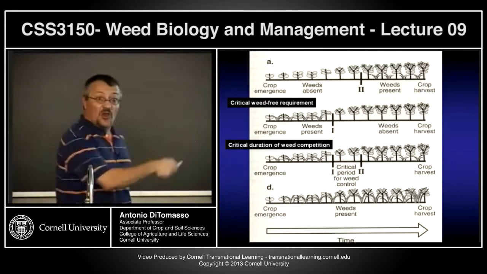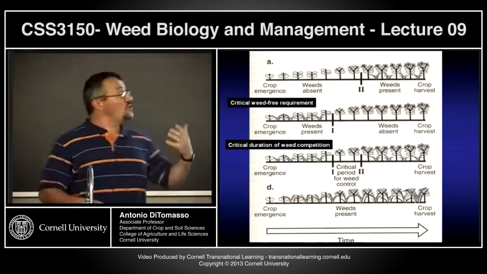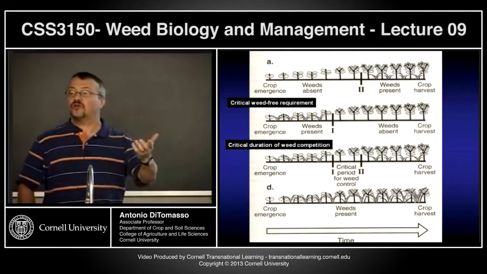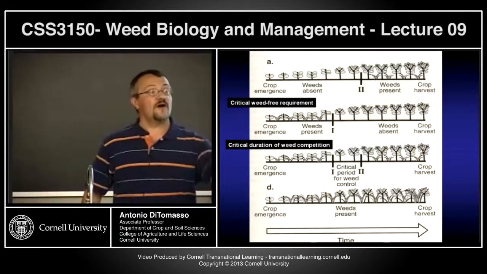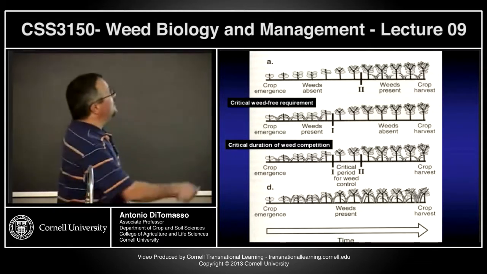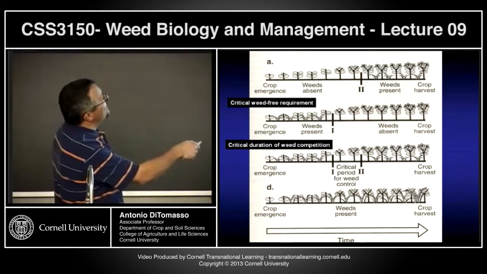The question is, how long does the grower have to wait? How many weeks? At what growth stage? Such that weeds that emerge afterwards are not going to cause significant yield reductions, i.e. more than 5%. Okay? So that's what this is.